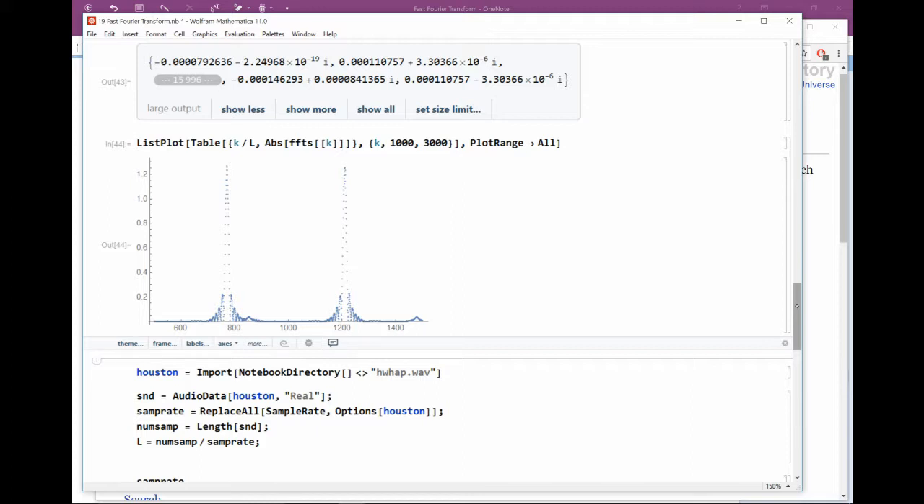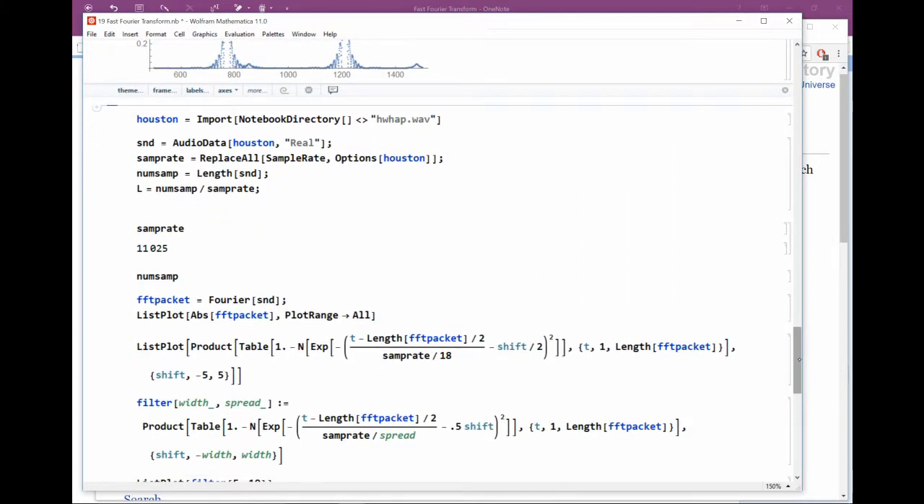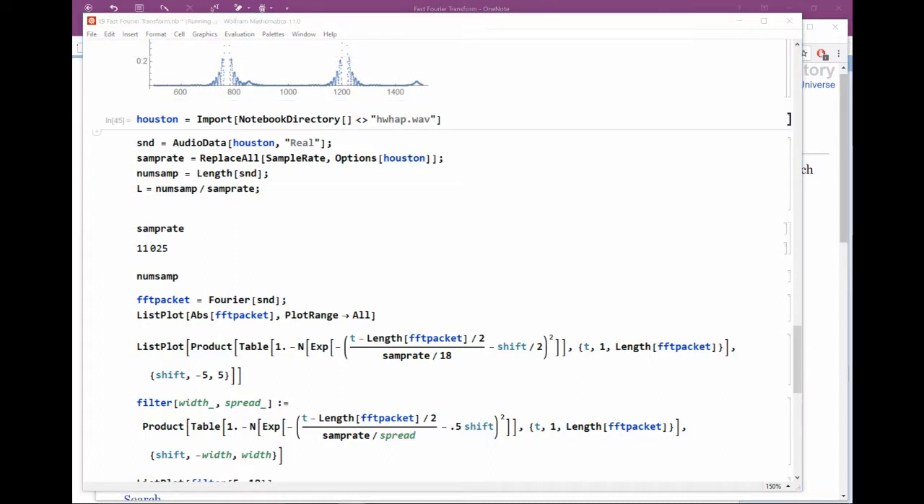There's another aspect to the fast Fourier transform that it can be used to clean up the signal, to erase some of the frequencies that we don't want in a signal. So here I have a recording that you may have heard in the past.